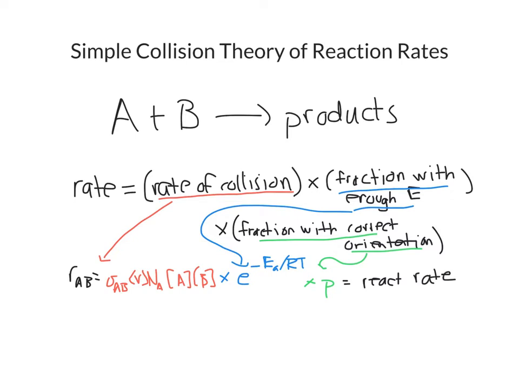So you'll notice, let's put this all together, that the rate is equal to a bunch of variables that have to do with the molecules themselves: the cross-sectional area of that collision, the relative velocities of the molecules, Avogadro's number, and the orientation, the fraction of molecules that have the right orientation to react. And then we have a factor that depends on the activation energy, how much energy is required to react, and the temperature. And so we have e to the minus E sub a over RT.